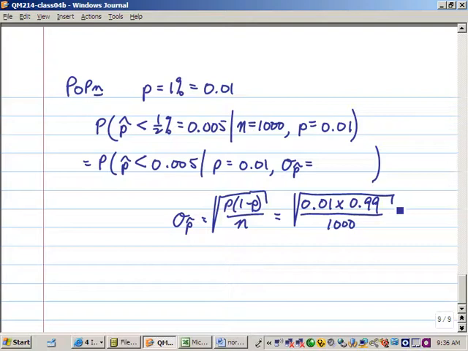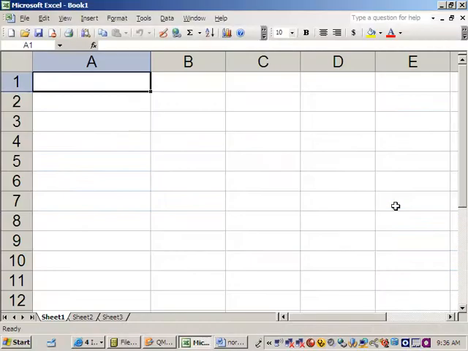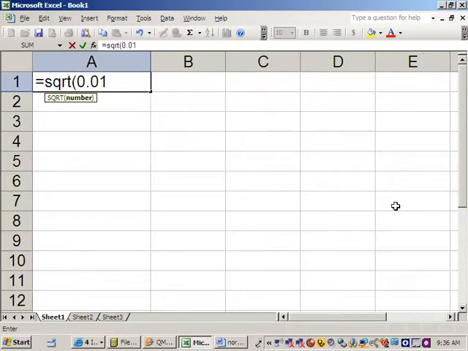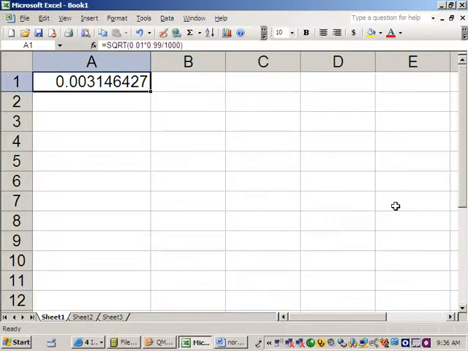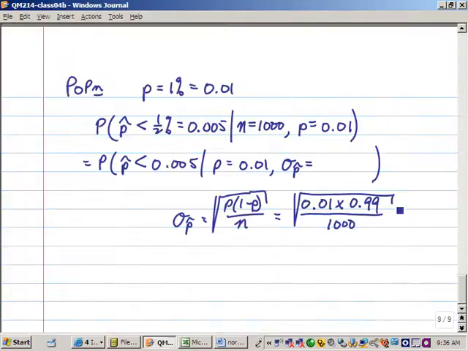Alright, we'll now go to Excel to do that calculation. So equals the square root of p 0.01 times 1 minus p 0.99 divided by sample size of 1,000, and the answer to that is 0.003146. Alright, 0.003146, very small standard deviation.